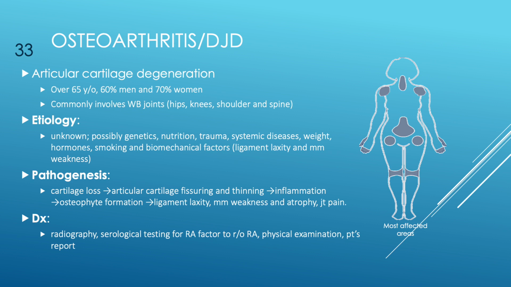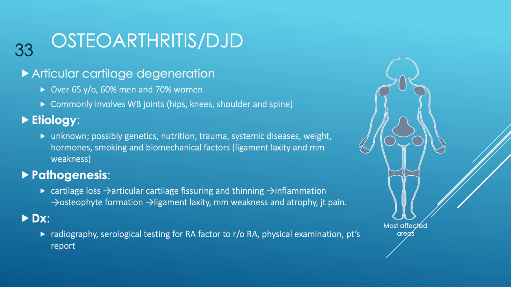Osteoarthritis, also known as degenerative joint disease, is a slow-evolving articular condition that primarily affects cartilage, underlying bone, soft tissue, and synovial fluid. It is classified into primary, with unknown cause, and secondary, with a known cause. Prevalence is high, affecting around 60% of men and 70% of women after the age of 65, with an estimated 40 million affected individuals in the United States.